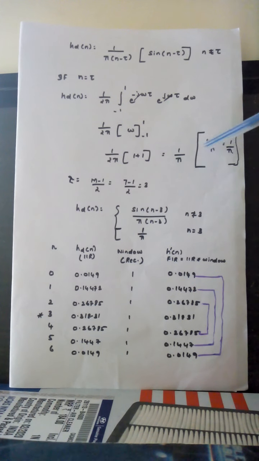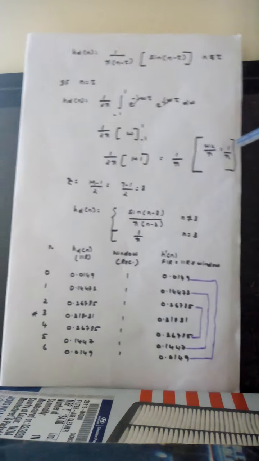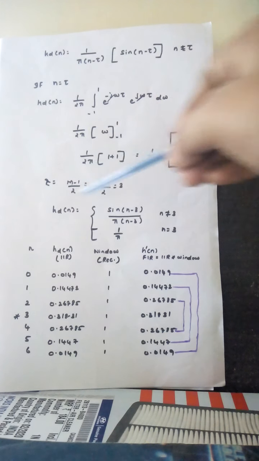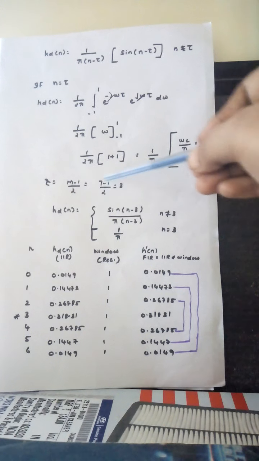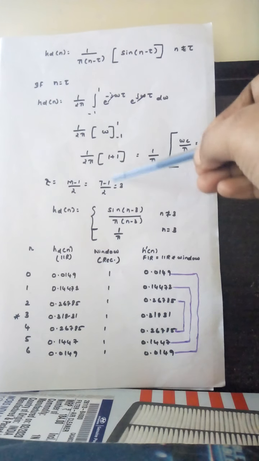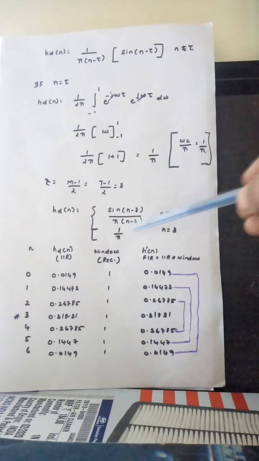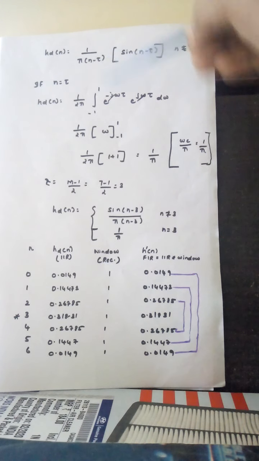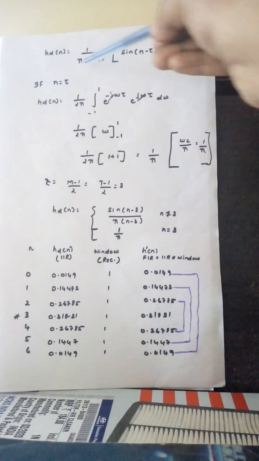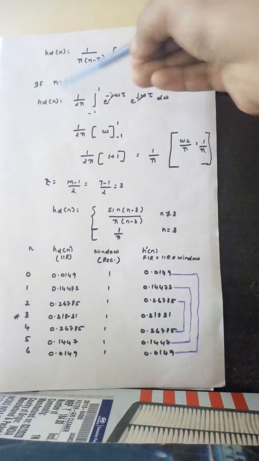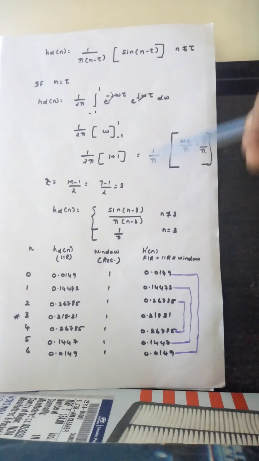If you substitute omega c by pi, here omega c is nothing but 1, correct? So we get 1 by pi. Similarly, I already told you that tau can be found by m minus 1 divided by 2. The length of the filter given is 7, so it is 7 minus 1 by 2, which is 3. Substituting tau as 3 in this condition, we get sine of n minus 3 divided by pi of n minus 3 when n is not equal to 3, and when n is equal to 3, we get 1 by pi.